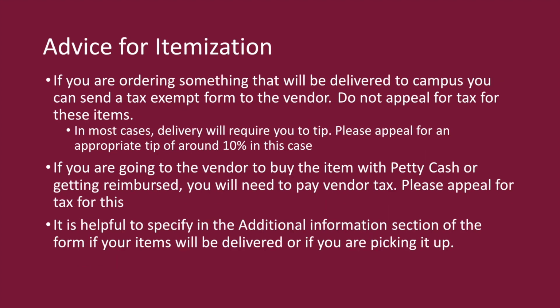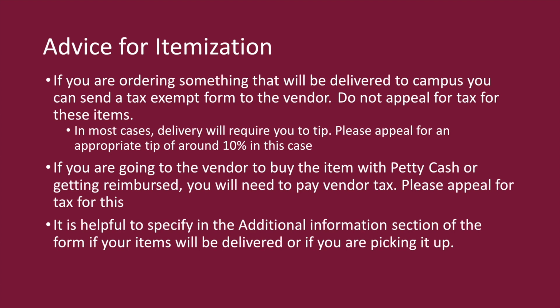Some advice for itemization. If you are ordering something that will be delivered to campus, you can send a tax exemption form to the vendor. Do not appeal for tax for these items. In the form, you'll be able to set the tax rate as 0% in order to remove tax for these items. In most cases, deliveries will require you to tip. Please appeal for an appropriate tip of approximately 10% in this case.